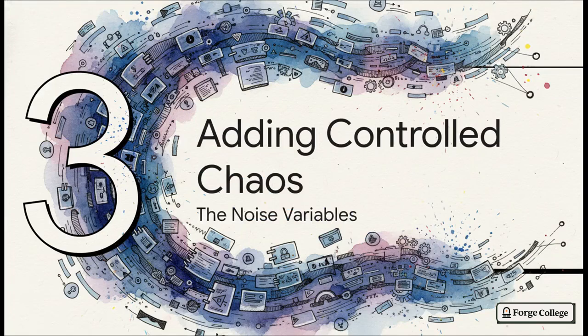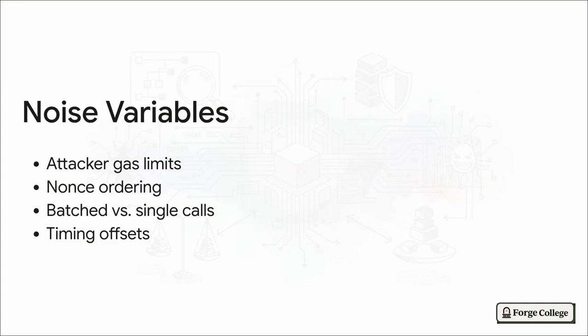Section 3. Adding controlled chaos, the noise variables. All right, we have our baseline, which is great, but let's be real. Real-world attacks don't happen in a pristine, static vacuum. So we run a secondary pass. And here, we change just one of these controlled noise variables at a time. We might tweak the attacker gas limits, alter the nonce ordering, switch between batched and single calls, or even mess with the timing offsets. We're basically crashing the car again, but this time in a massive rainstorm or on a treacherous icy road, just to see if the exploit still holds up.